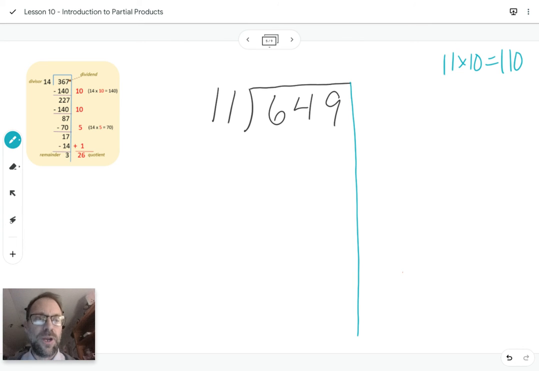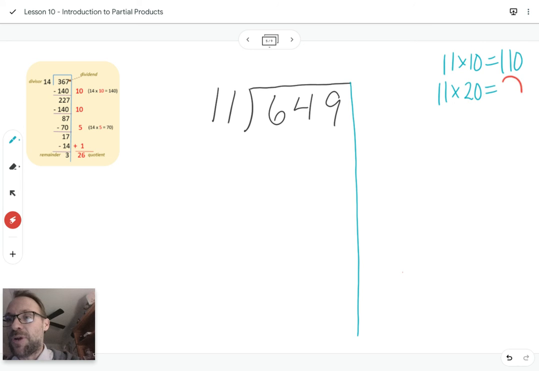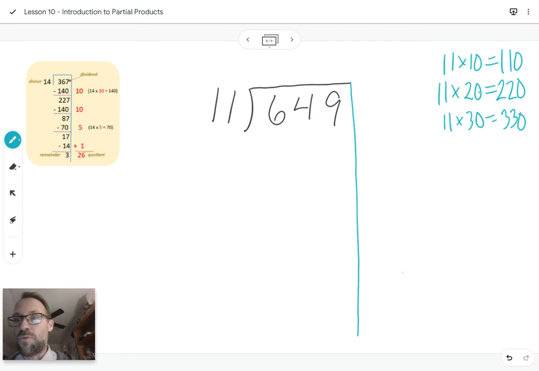So I'm going to do another extended math fact, 11 times 20. Well, let's see here. 20 is double 10, so my product should be double 110. Or I could think of it this way. 11 times 2 is 22, with a 0, 220. Getting closer. How about 11 times 30? Well, let's see. That'd be 11 times 3 is 33 and a 0. How about 11 times 40? That'd be 11 times 4 plus a 0.